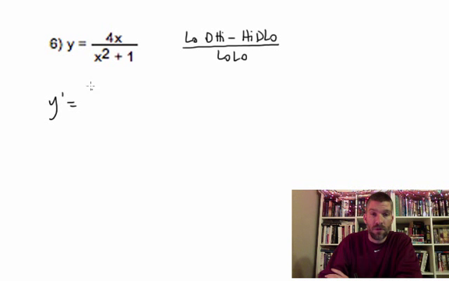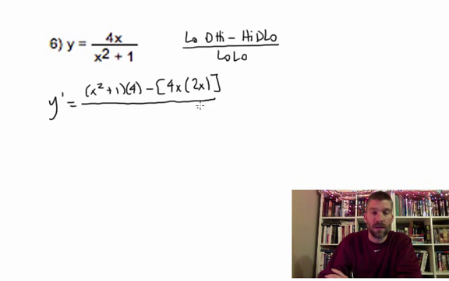So the derivative of this is going to be low, x squared plus 1, d high, which is 4, minus high, which is 4x, d low, which is 2x. And I always use brackets when I use the quotient rule. I don't want to accidentally lose track of something that should have a negative sign on it. With x squared plus 1, we don't really need to square this out. We can just write it this way, x squared plus 1 times x squared plus 1. And this will get us what we need.